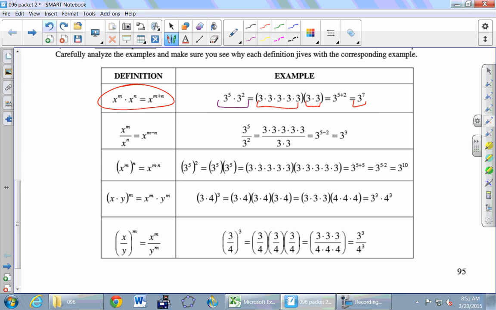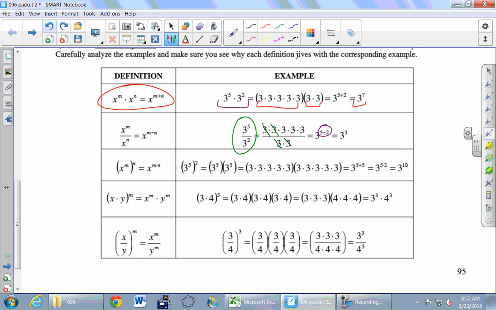Okay, next example. 3 to the 5th over 3 squared. If we just list out 5 3's on the top, 2 3's on the bottom, and then cancel. Cancel, cancel, cancel, cancel. How many 3's are left? 3 of them. What can you do with the original 5 and 2 to recognize there will be 3 left over? Is subtract them. And so this is our property here, is that really you can take the 5 and subtract the 2 and get 3 copies of the 3.